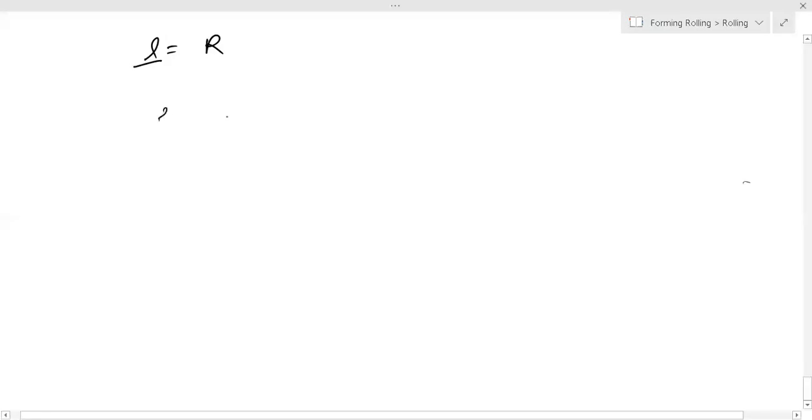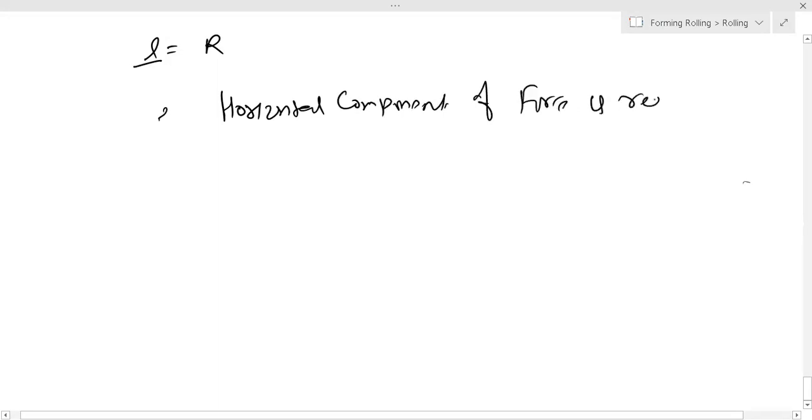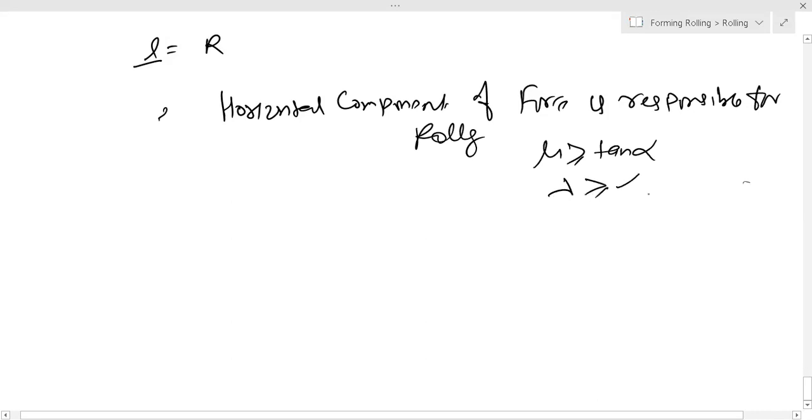So the horizontal component of force is responsible for rolling, and we knew that mu is greater than tan alpha, the friction angle greater than alpha. What about vertical force? So vertical force is your rolling load.